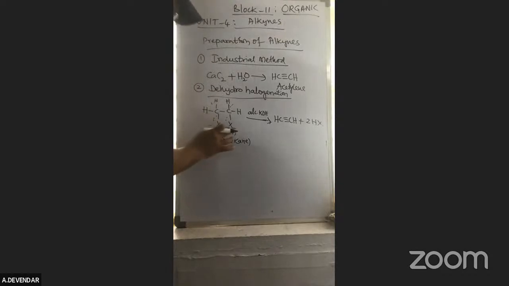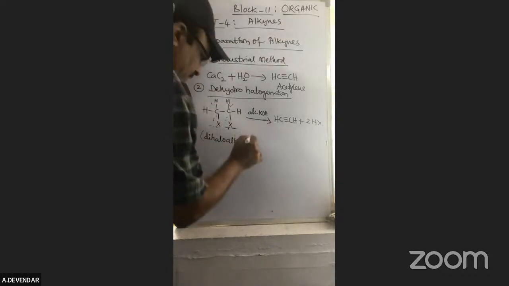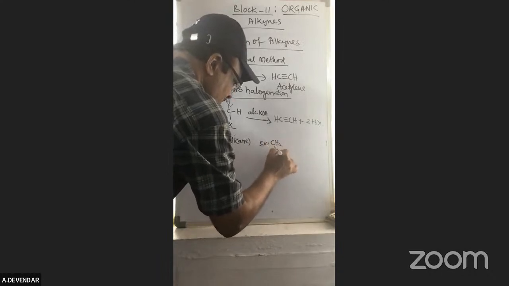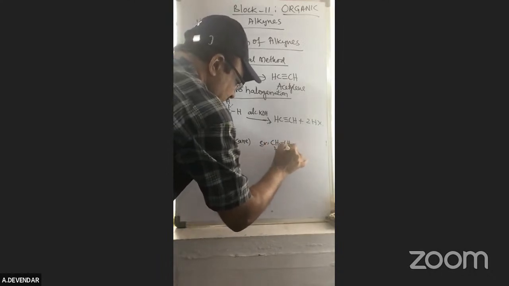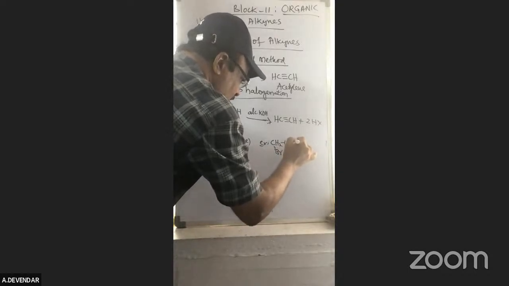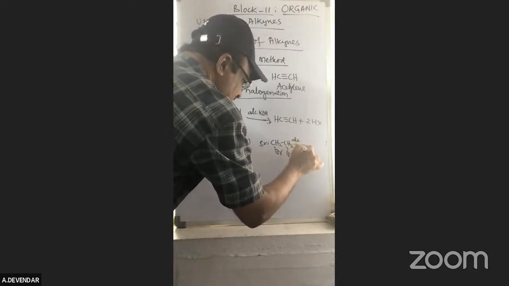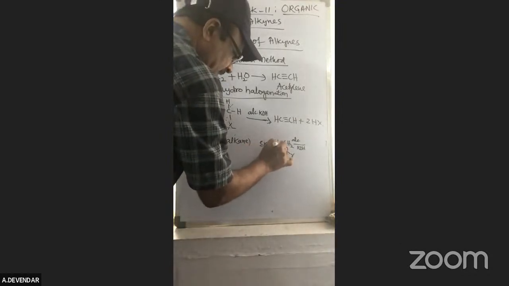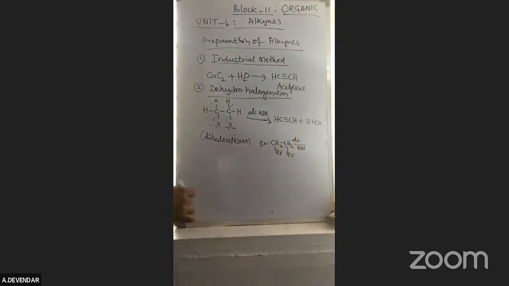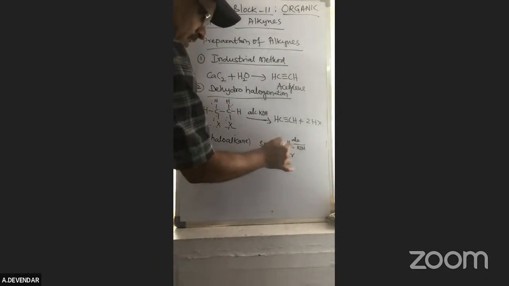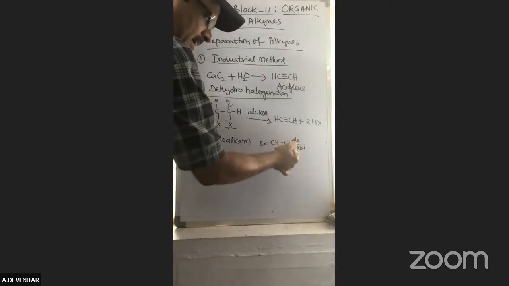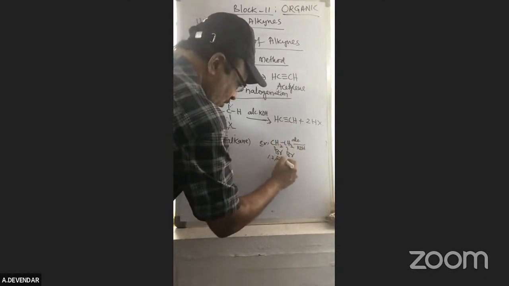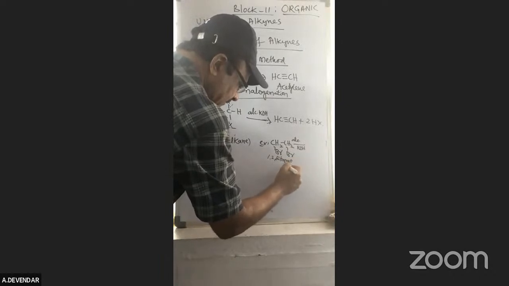For that, if you want the example, I can also write here CH2Br, CH2Br, with the help of alcoholic potassium hydroxide, suppose. What is the name of this one? Please remember that. Try to give the name. Anybody? 1,2-dibromoethane. This is 1,2-dibromoethane.